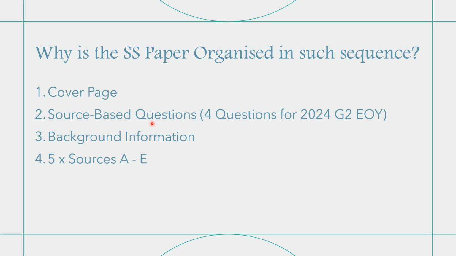Now, there is a reason for that, because the first thing that you are going to do is to indicate what the questions being asked are. Like the first question is an inference question, the second question is a comparison question, for instance. So before you even have the background information and the sources, you're already looking at the questions. The next part is the background information, and finally you will see the 5 different sources, source A to E. Later on you will know why the SS paper is organized in a certain sequence, because it wants you to do planning in the following sequence as well.